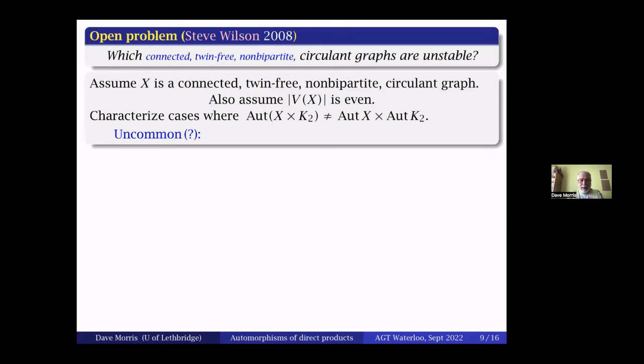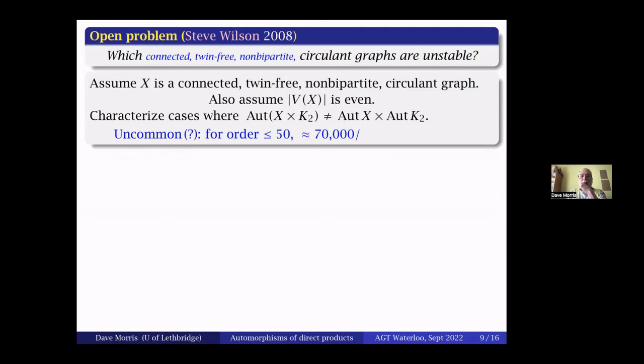And I want to just say this seems to be uncommon. There's no theorem about this as far as I know. It seems like we ought to be able to prove a theorem, but I did some computer work. I had a computer go all the way up to order 50. It found a little bit over 70,000 of these unstable graphs.